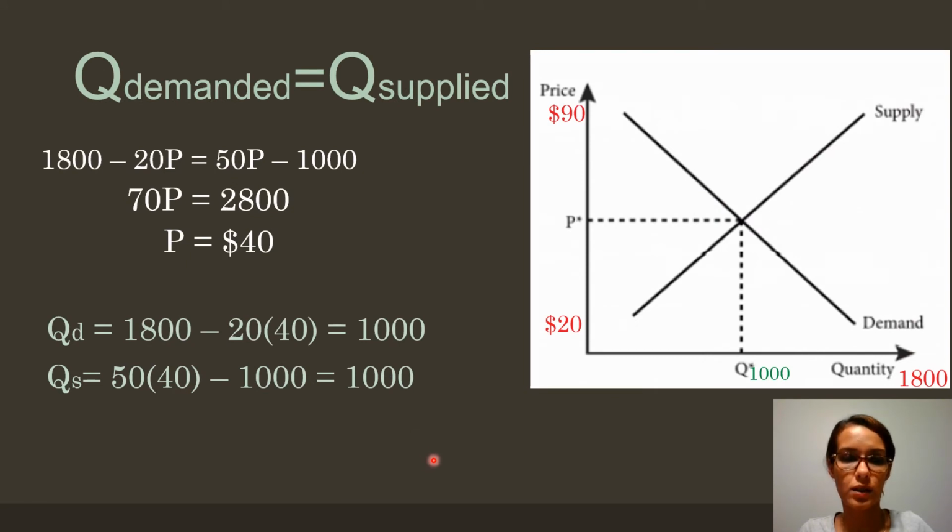Our book provided an example of headsets. At the price of $20 or less, there is no supply. And at the same time, the consumer is not willing to pay any higher than $90. Therefore, the equilibrium price must be in between these two amounts. The quantity demanded cannot exceed 1800.